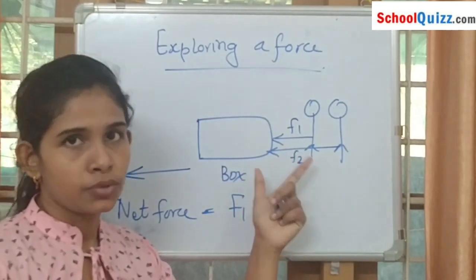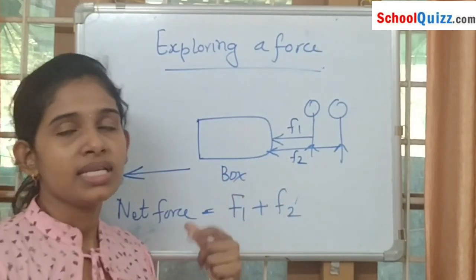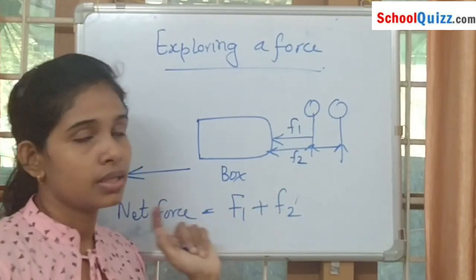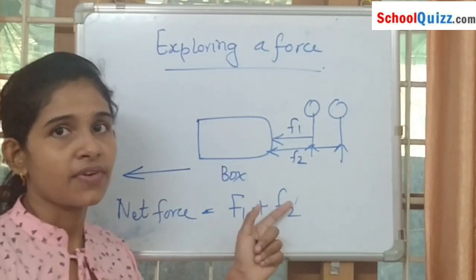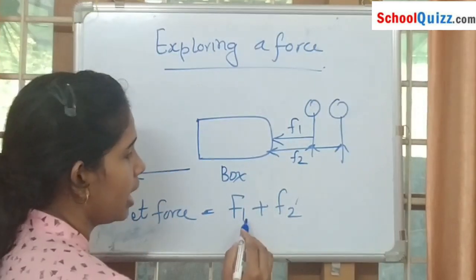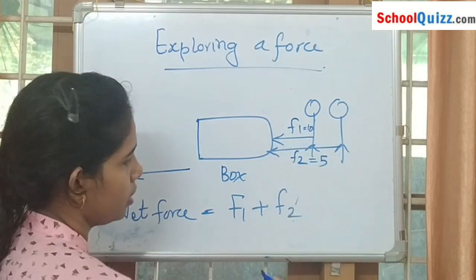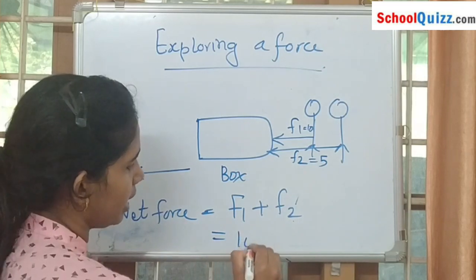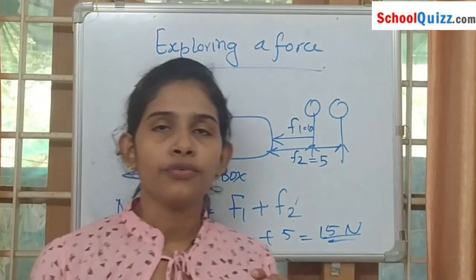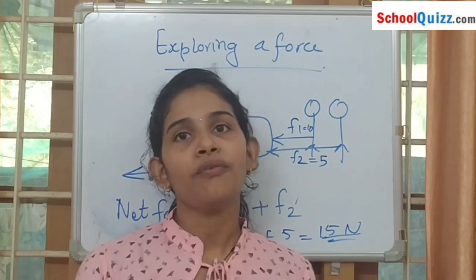Two friends are pushing on this object in same direction. So what is net force here? It is sum of these two forces, and we have to specify the direction also. Here it is from right to left. Understood? So net force will be F1 plus F2. Say F1 equal to 10 and F2 is equal to 5. Then what will be the net force here? 10 plus 5 equal to 15 Newton. Understood? If two forces are applied in same direction, then net force will be sum of these two forces.